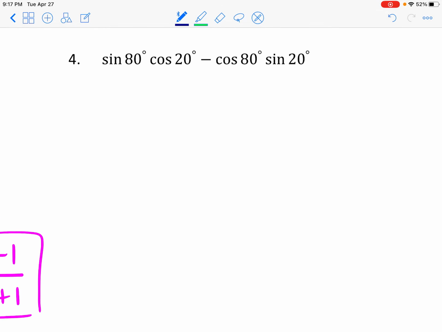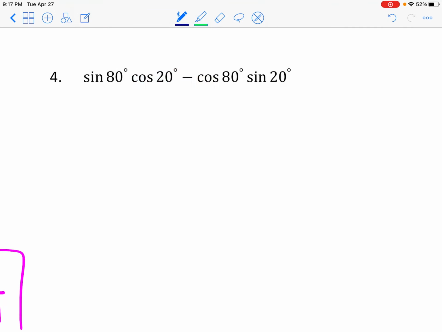I can feel it. Okay, so next one is the same process, but we're working in reverse here. Notice how this one is already expanded out. So you're looking at a sine cosine minus a cosine sine, and if you look back in your table, you can see that that comes from the sine of a difference. Okay, so now we're going to actually put this back together. This is going to be our u, and then this one is going to be our v.